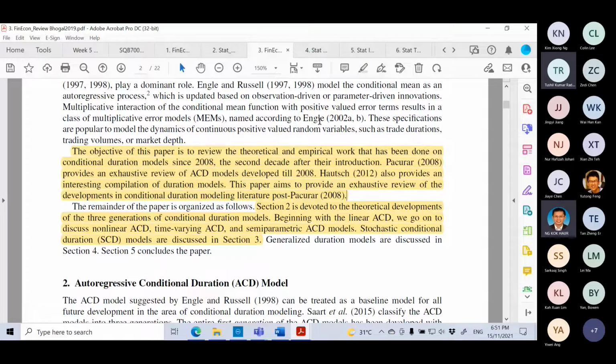The objective of this study is to review the theoretical and empirical work that has been done on the conditional model since 2008, so the second decade after their introduction. Here they mention who did surveys on this before, one of them is Bauwens, and then Hautsch in 2012 also provided some compilation of the ACD model, but this paper will review more recent work after 2008.